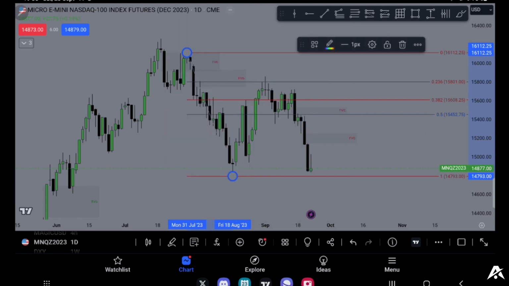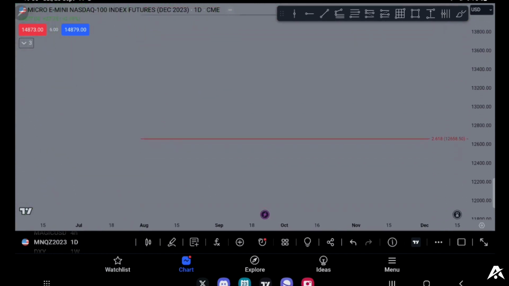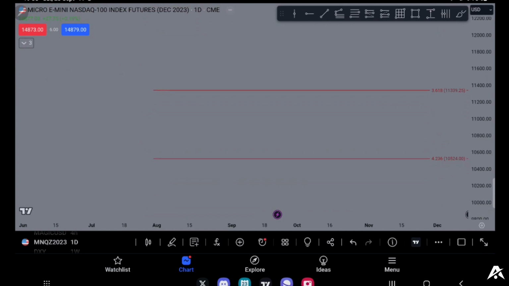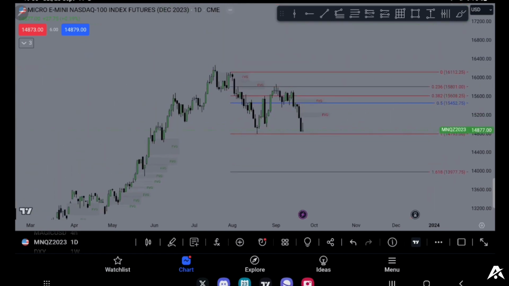And then I have my standard deviations. That is 1.618, 2.618, 3.618, 4. This should be 4.618 as well. I don't know why this is like this. But anyhow, let's start from the top.